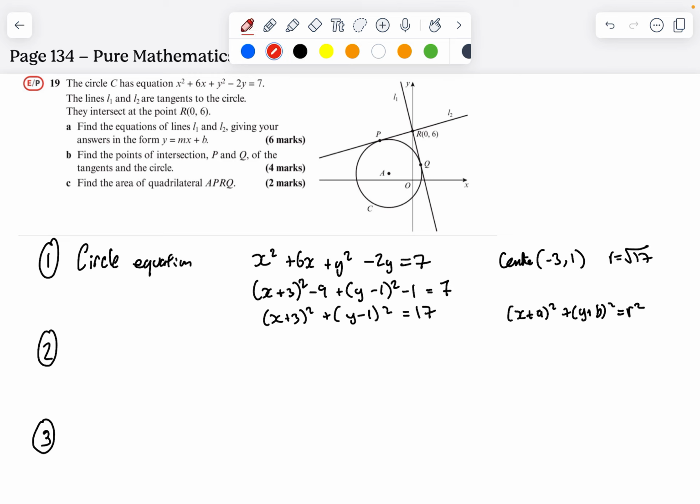Okay, so let's mark the centre. That's minus 3, 1. Okay, so now that's the first thing. Now the second thing, then we're going to think about our tangents. Now we know that basically our equation is y equals mx. Okay, but think about the y-intercept. So what we're going to do is sub in the point R, which is 0, 6. So we do y minus 6 equals m times x.